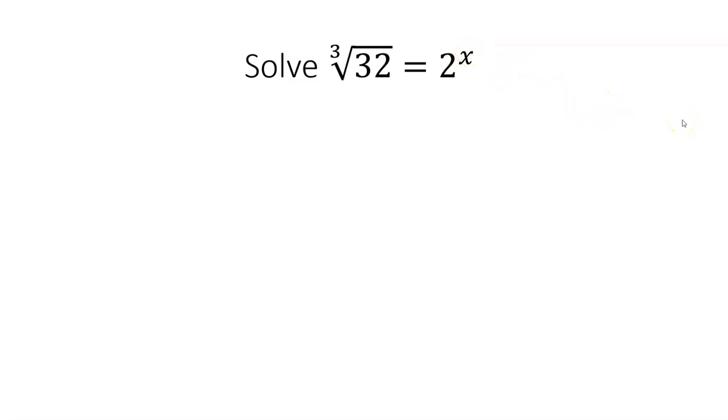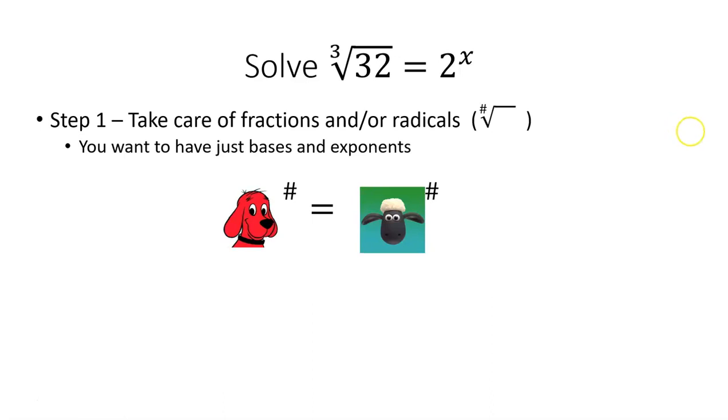So here are the strategies we're going to follow. First, take care of any fractions or radicals. We don't want them when we're doing our work. So we want something to a power equals something to a power. It's okay if our power is a fraction or a negative number, but we don't want radicals there. We don't want fractions there.